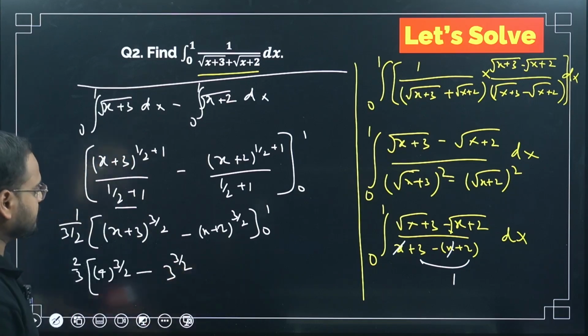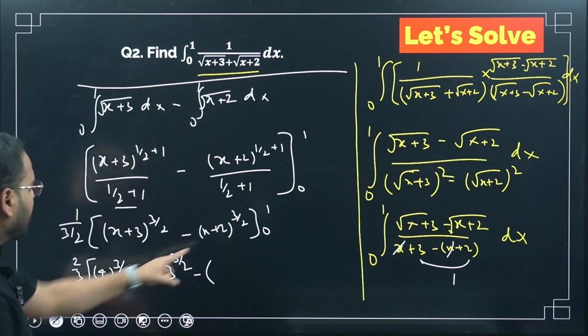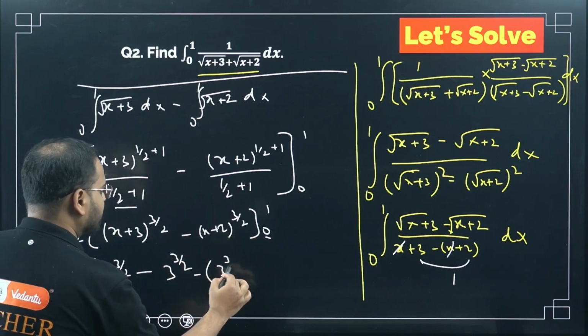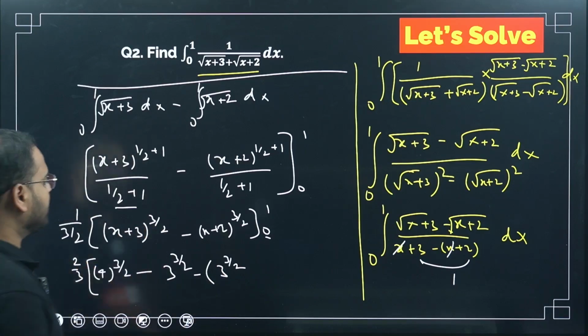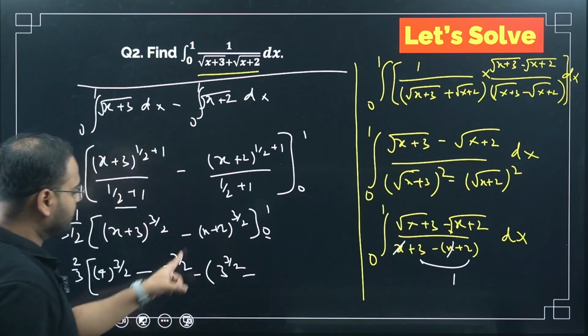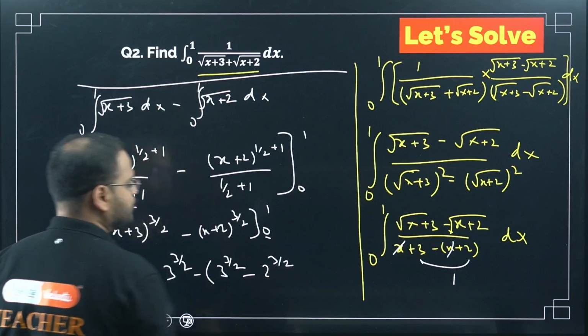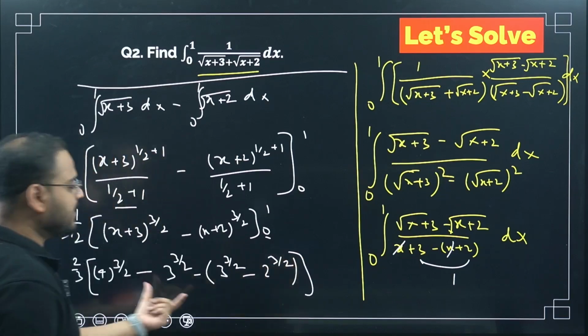Alright. Now I'll put 0. So I get what? Minus sign. This is for the upper limit. For the lower limit I'll put 0 now. My lower limit is 0. It will become what? 3 power 3 by 2. Yes, please check. 0 plus 3 is simply 3. Power remains same, and the minus sign is there. For this minus, I'll get what? 2 power 3 by 2. Close this bracket. Okay, this is my final answer.